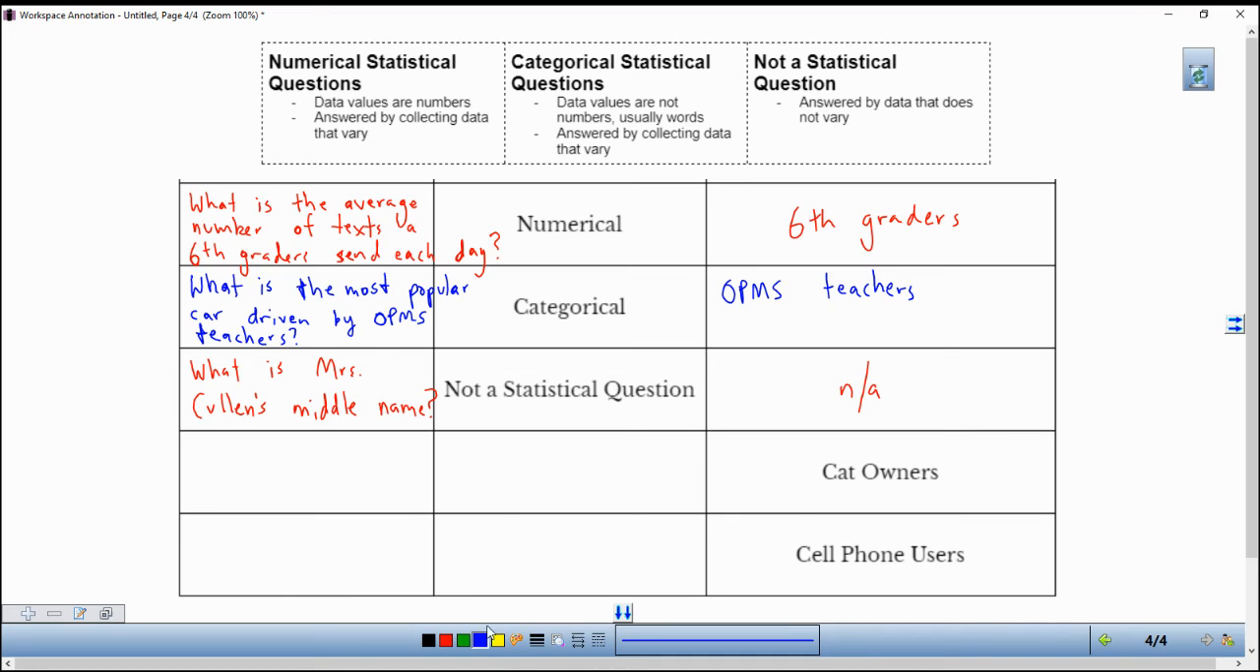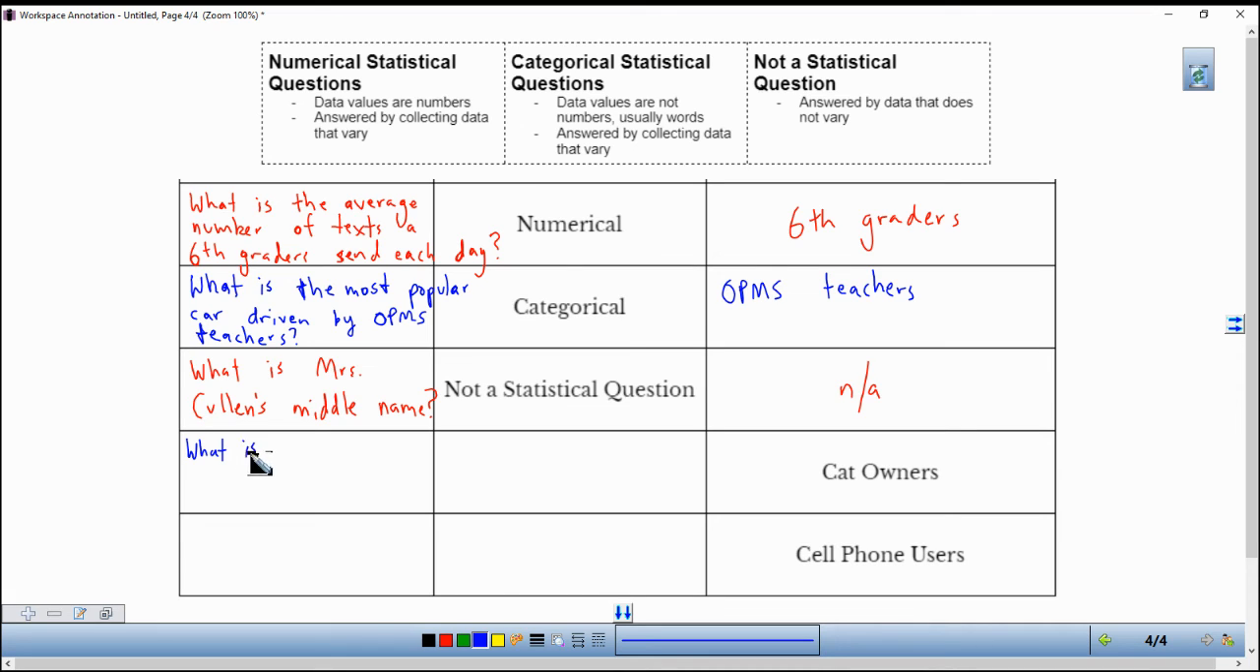Okay. The last two are you get the population of the group, and then you're thinking, well, what type of question could I ask that group of people? And then what type of question, what category of question would it be? So what could you ask cat owners? Maybe like how old were you? Or no, that wouldn't be statistical. Say, what is the typical age?